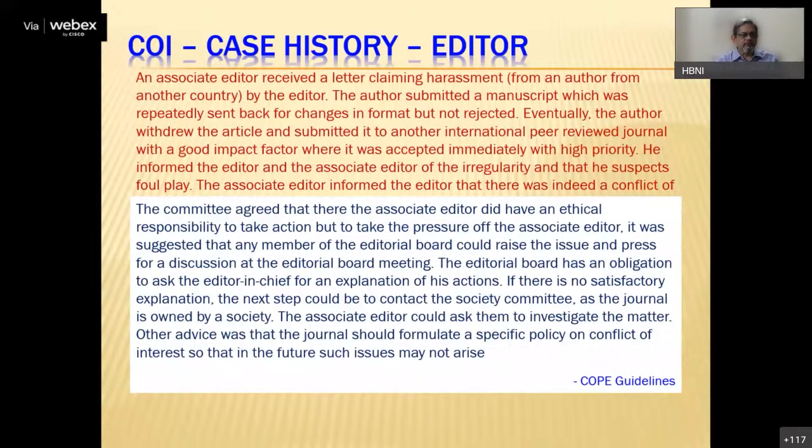And if there is no satisfactory explanation, the next step would be to contact the society committee or the owners, and then the associate editor could ask them to investigate the matter. So ultimately, either the editor-in-chief is sacked, or they may even formulate a very specific policy where conflict of interest involving the editor will be avoided in future.